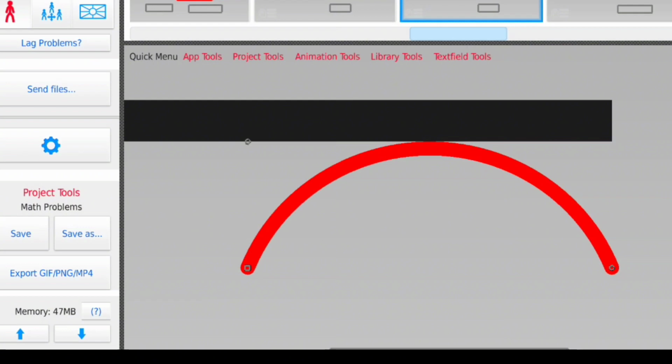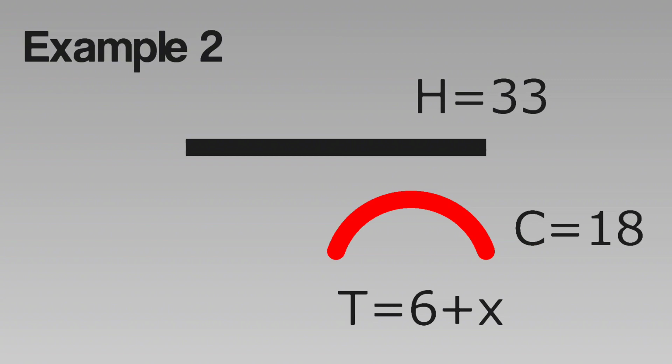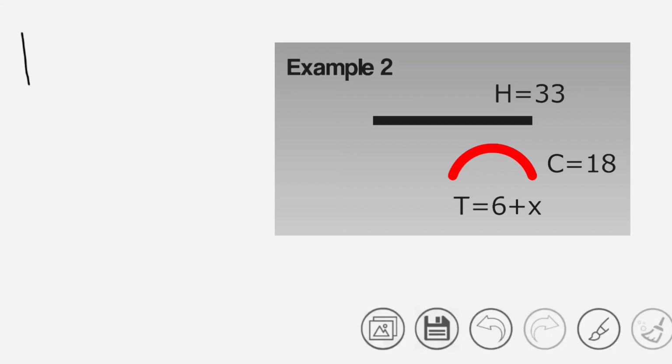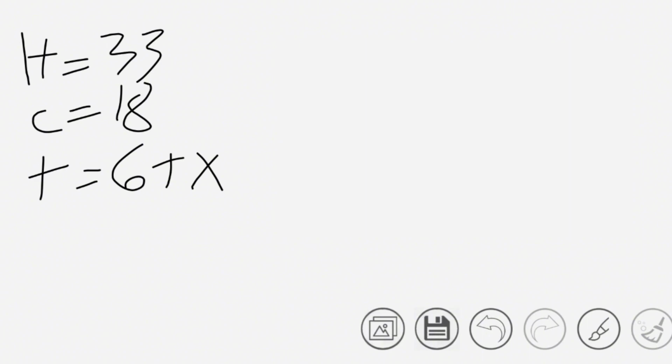Now moving on. For the second example, if a segment has a curvature of 18 units, and the segment is 6 units thick, how much thickness should we add to the segment for it to reach the height of 33? Now let's write the given. So we have h, which is equal to 33, c is equal to 18, and t is equal to 6 plus x, because we're looking for how much we're adding to t to solve the problem.